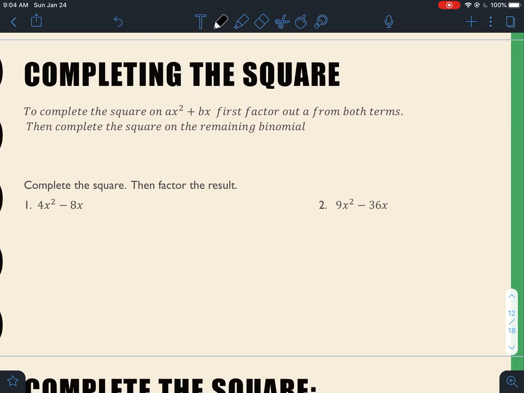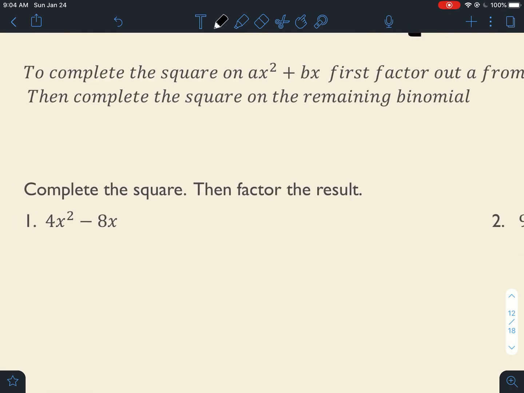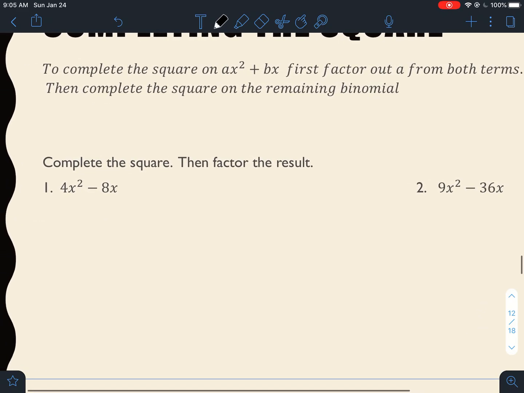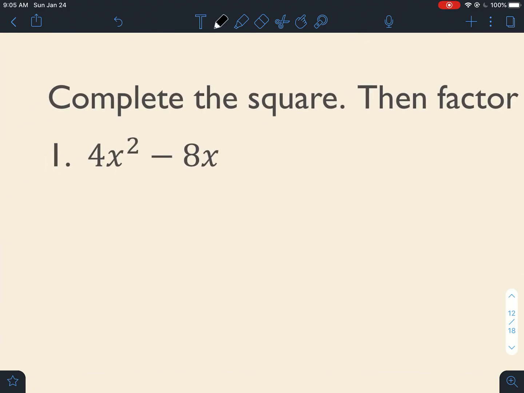So what happens if we want to complete the square, but it's not just x squared plus bx, it's ax squared plus bx? Well, in order to do this, you have to factor out the a term first from both sides before you can complete the square. So your step 1 is you have to factor out a. So on this one, we have 4x squared minus 8x. So my a is 4. So I have to factor out 4 from both of those terms. So if I factor out 4, I have 4, and then I have x squared minus 2x.